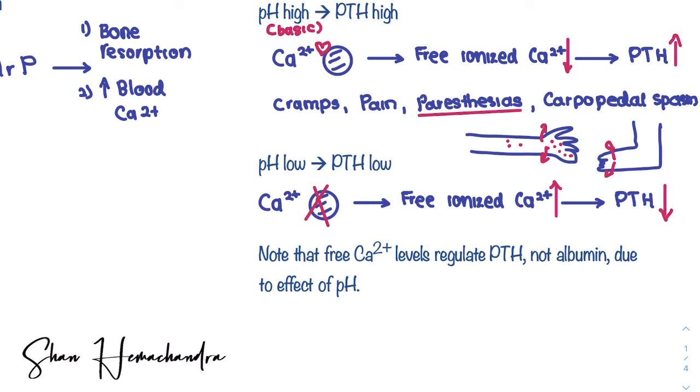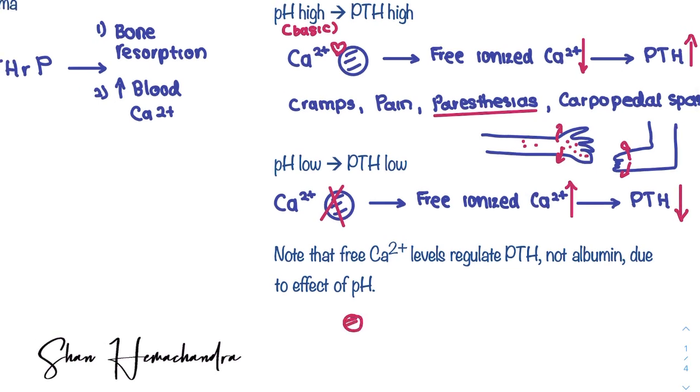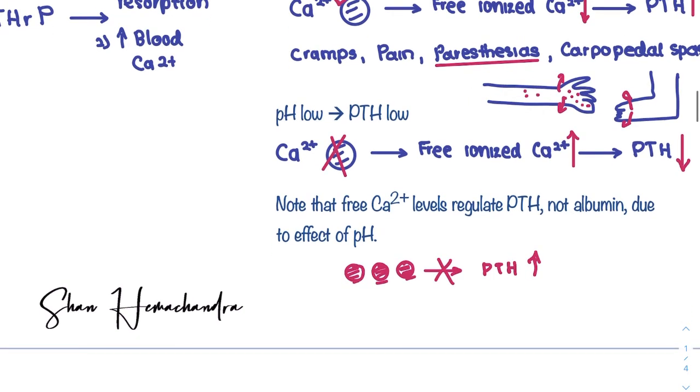Now, please take note that even if albumin levels are really high, that alone does not cause parathyroid hormone release to increase. That is a wrong fact. It is the presence of free calcium that causes the parathyroid hormone release to increase.